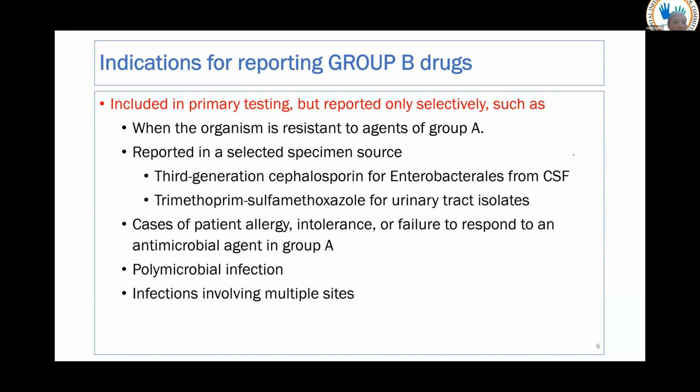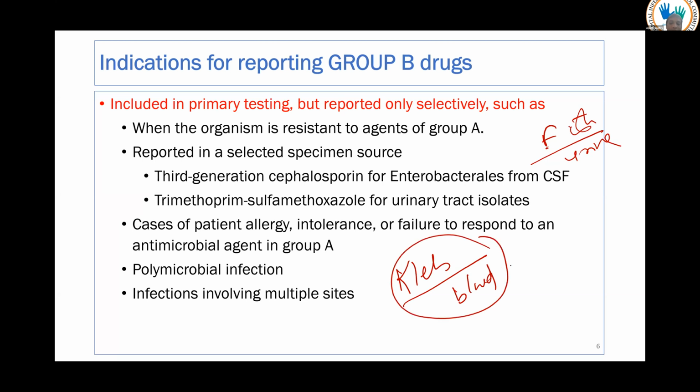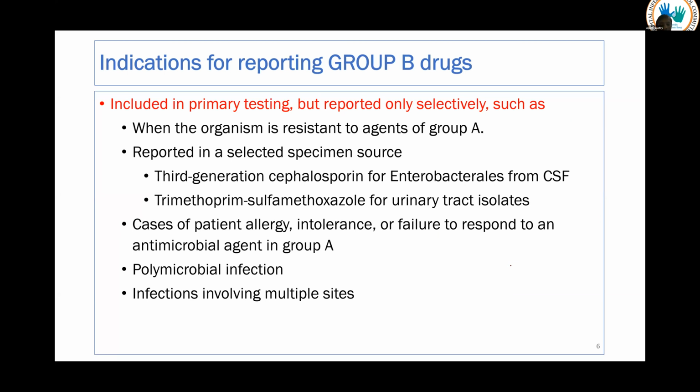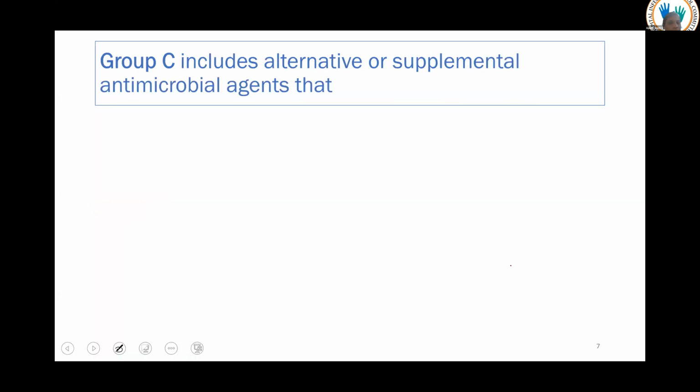Then, infection involving multiple sites. Using the same example, if your first organism is E. coli from urine and the second organism is Klebsiella from another site, suppose blood, and this isolate has a different AST pattern, then you may have to consider releasing a common antibiotic report. In such a case, maybe the group B result has to be released. And of course, for infection control purposes, if your infection control team wants to see the result of a specific antibiotic, again you have to release it.